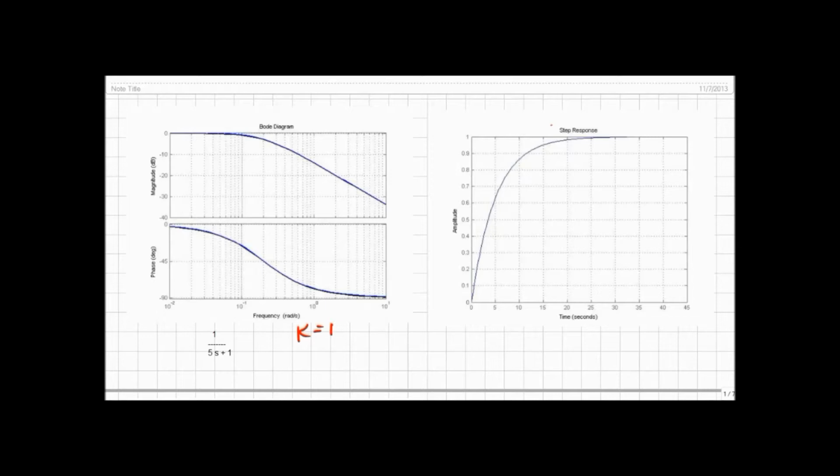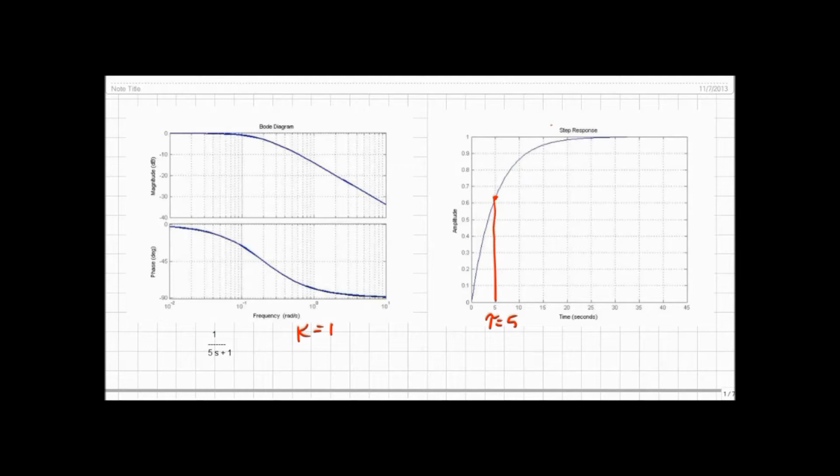I can look at the step response and I say that one time constant, tau, is going to get me to 63.2%. That's about there, and that's at tau equals 5. That worked out pretty straightforward.